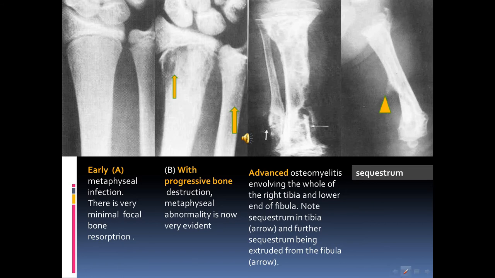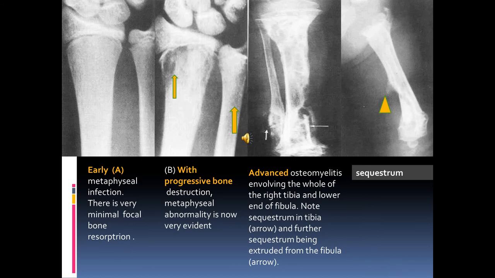Osteomyelitis is the infection of the bone. We can notice that in the early films there may be very minimal changes in the X-ray, or there may be even a normal X-ray, while later on there will be changes seen in the bone as a decreased area of bone density and later on a destructive bony lesion. So we can see all these in the following film.